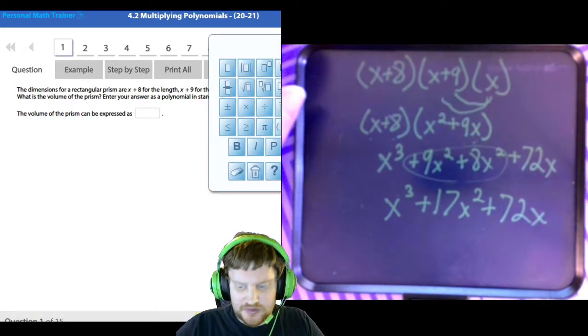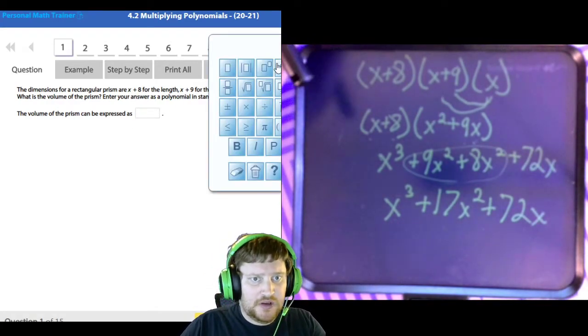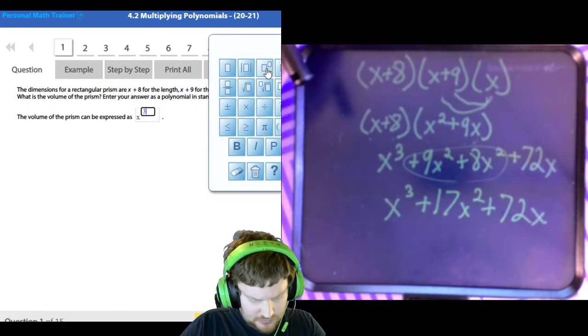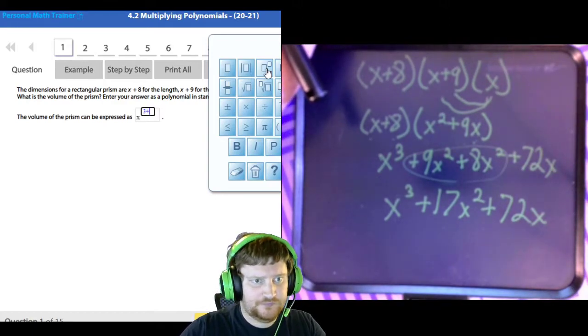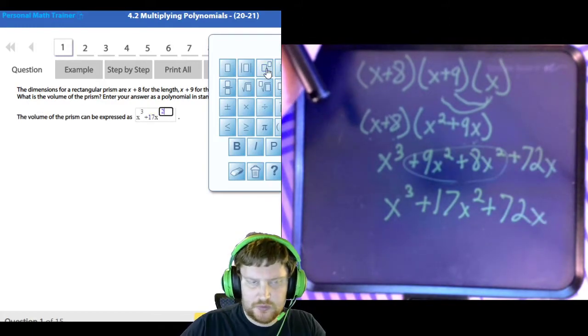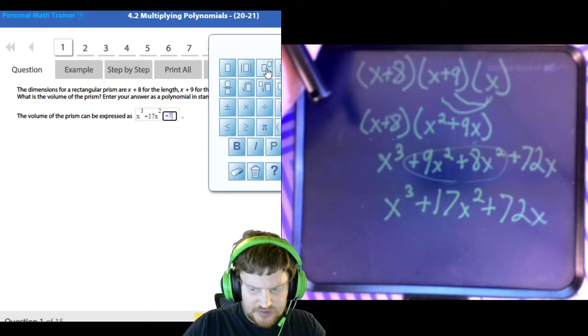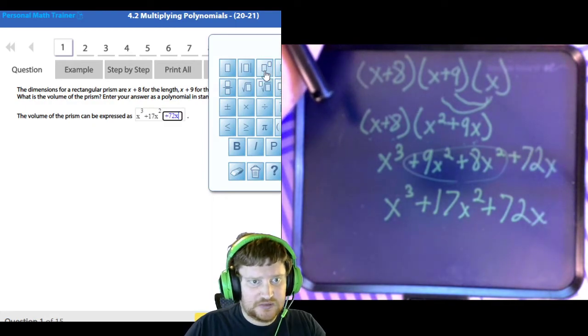So that gives us x cubed plus 17x squared plus 72x.